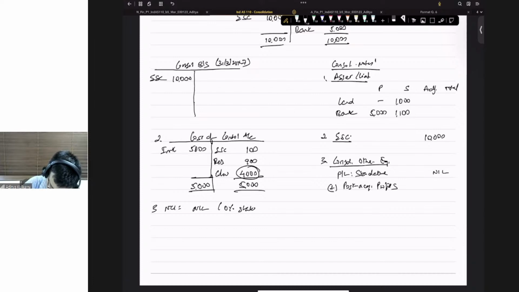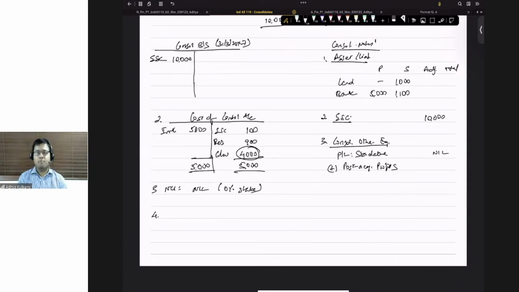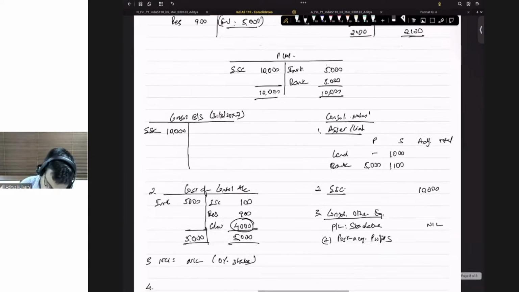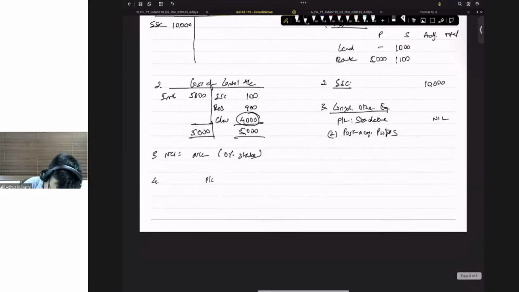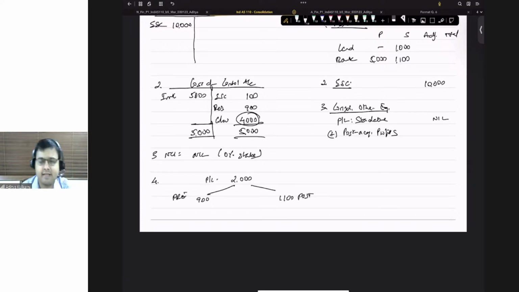So 0% stake belongs to NCI. Note number 4 is your profits of the subsidiary. So the reserves are 2000, P&L 2000. Pre was 900, post is 1100. Entire thing belongs to the parent. Nothing goes to NCI. The pre-acquisition part was adjusted in COC. This will be added to note number 3. So this is 1100.